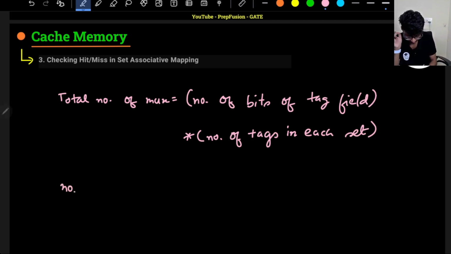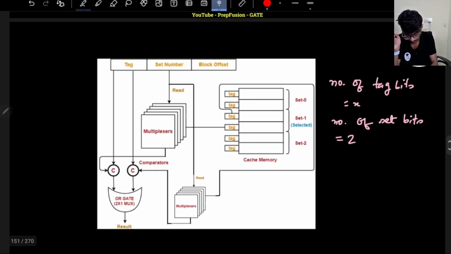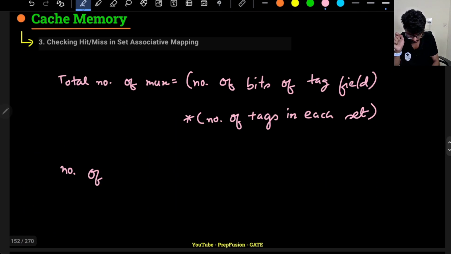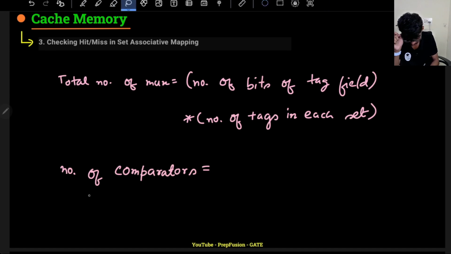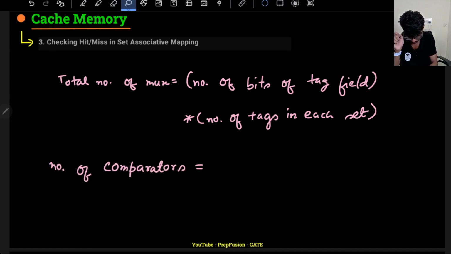What will be the number of comparators? Again, in each set I have two tags, so I will need two comparators. For both comparators, one of the inputs will be the actual tag and the other input will be one of the tags of the set, and the other tag of the set. So the number of comparators will be equal to the number of tags in each set.